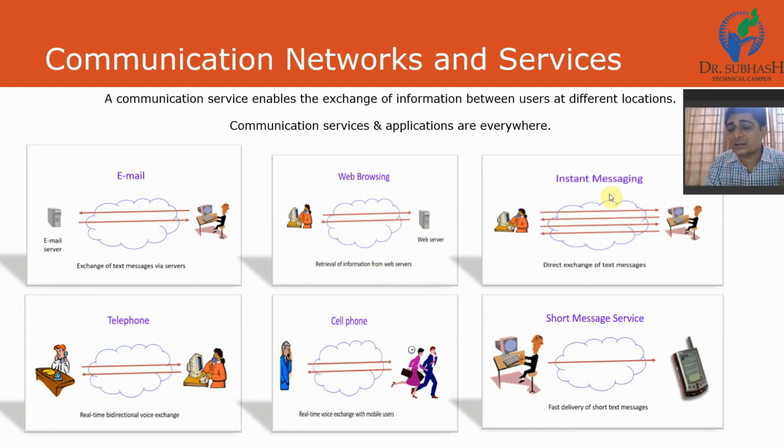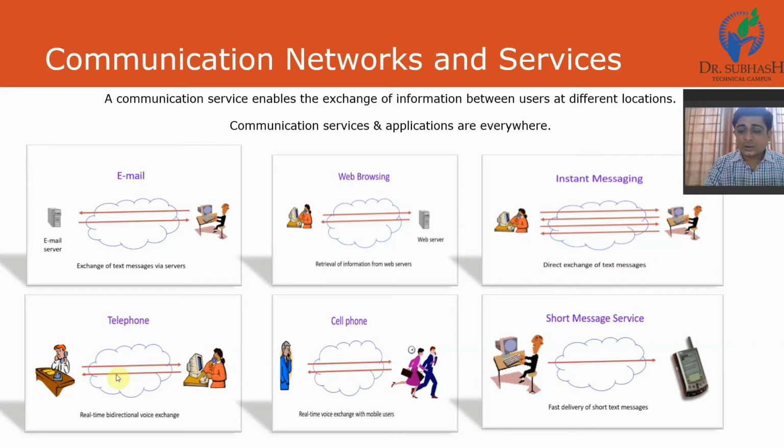Instant messaging: as and when we pass a message from one person to another, they can directly get the text message or video or audio message. That is instant messaging. It can be with a client, maybe another client, or maybe a group of clients. Direct exchange of text messages. That is the use of a computer network.